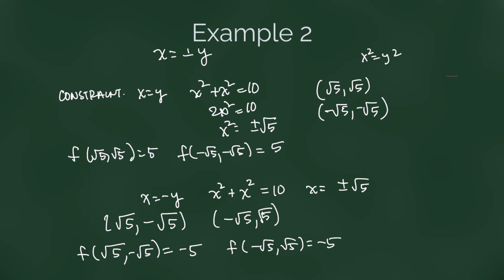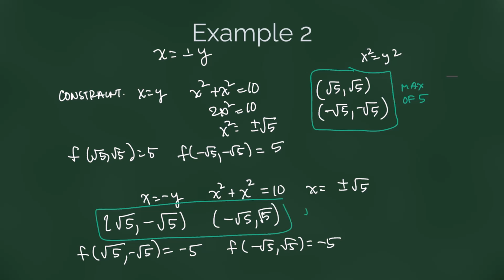Which means that these 2 points here were giving us the maximum. The maximum value is 5 at these 2 locations. And then we have a minimum value of negative 5 at these other 2 points.